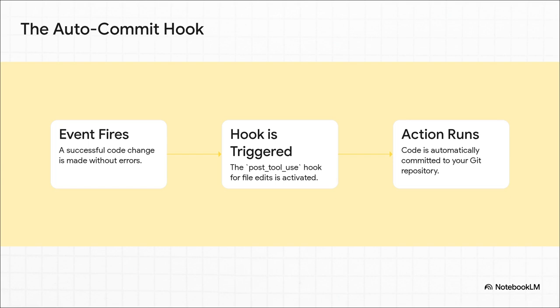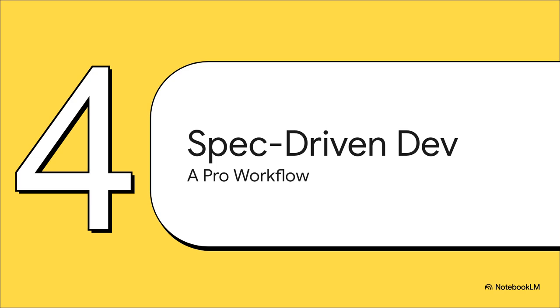What does this do? It creates automatic rewind points. So if the agent messes something up on the very next step, no big deal. You haven't lost all your progress. You can just revert back to that last good commit. It's basically adding version control to your AI's workflow, which gives you this amazing safety net and a ton of peace of mind. All right, now let's put all the pieces together.